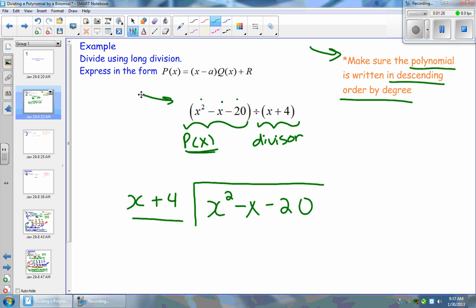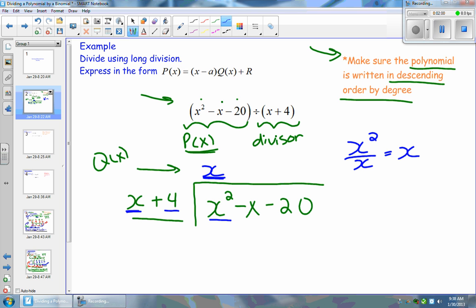Now we have to determine our quotient, which we will denote as q of x. To find the first term of our quotient, we take the first term of our polynomial and divide by the first term of our divisor. So if I do it on the side here, x squared divided by x gives me x, and that is the first term of my quotient, and that's going to go right above the division bar. Now you're going to take this x and multiply by both terms in our divisor, and that goes underneath our polynomial right there.